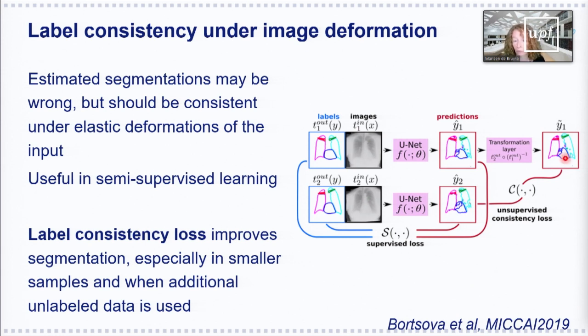We have the regular supervised loss, which measures how well this segmentation compares to the manual annotation. But we also have an additional consistency loss that measures the consistency between these two segmentations. The perturbation in this case was a deformable transformation, and once they are transformed back to the original space, these segmentations should be identical. And we found that this label consistency loss improves segmentation, especially in smaller samples and when additional unlabeled data is used. And you may know similar mean teacher approaches.